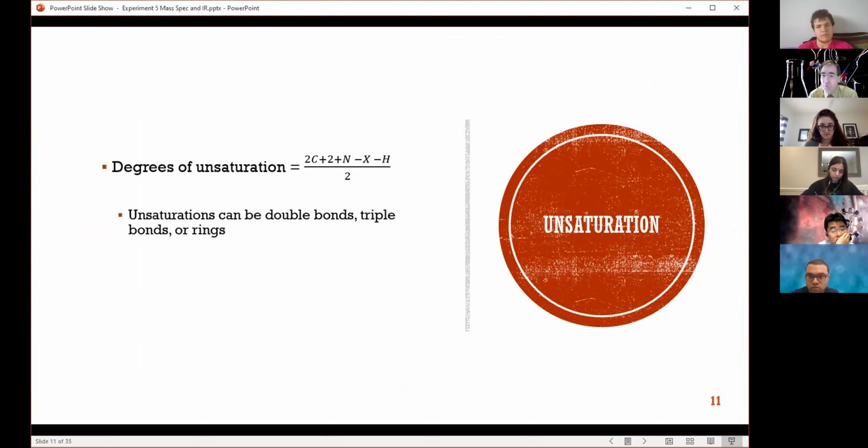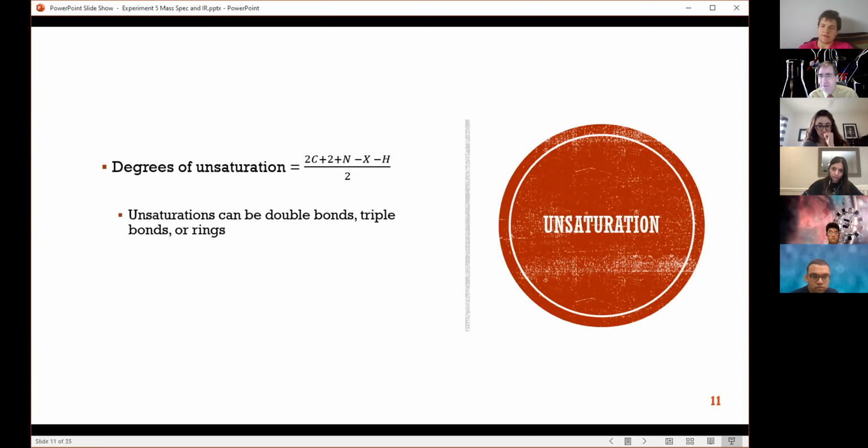Once you have your formula, we're going to use this a lot, which is how do you turn that into a structure? And the number of unsaturations, these are how many double bonds or rings you have. This is a weird formula. Take 2 times the number of carbons plus 2, plus the number of nitrogens, minus the number of halogens, minus the number of hydrogens, divide all that by 2, and that's your number of unsaturations.